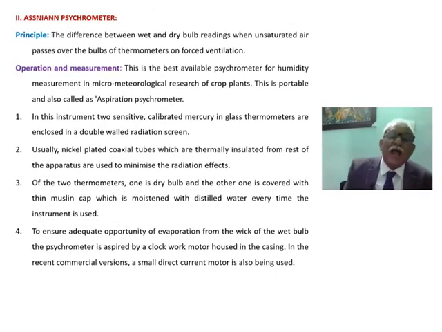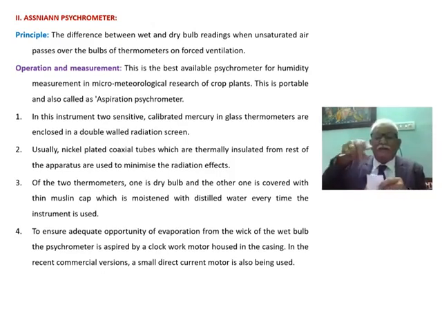Now let's go to the Assmann psychrometer. It is very simple. For every thermometer, there is a thermometer. The thermometer is covered with metal. This is the dry bulb thermometer covered with metal. This is the wet bulb thermometer, covered with another metal. So dry and wet bulb thermometers are in a steel case or an alloy case.